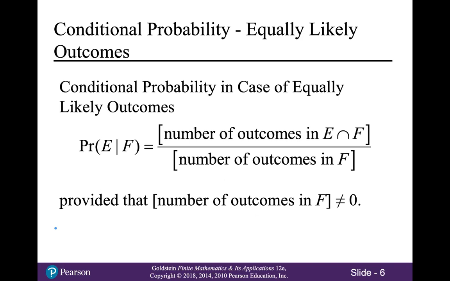All right, now in the case of equally likely outcomes, it's maybe just a tiny bit simpler. In the case of equally likely outcomes, what you can do is just count the number of outcomes instead of the actual probabilities. So the probability of E given F would be the number of outcomes in E intersect F divided by the number of outcomes in F, provided that the number of outcomes in F does not equal 0.